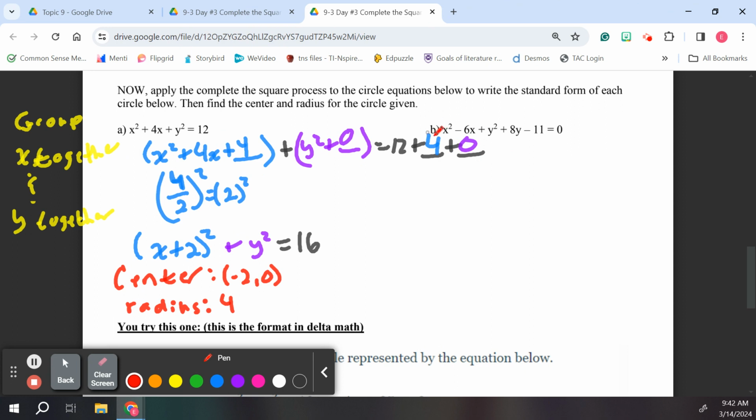Okay, I'm going to have to clear this because this kind of went over into my space. So is anybody still writing before I erase? Okay.